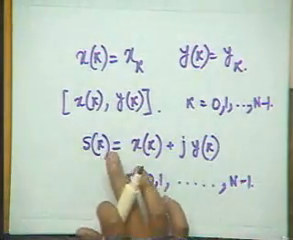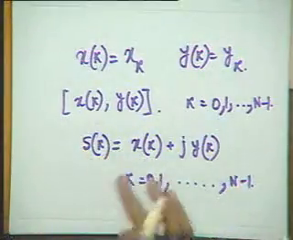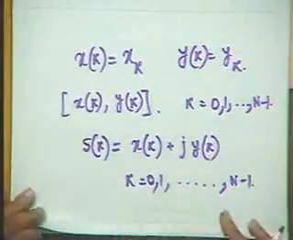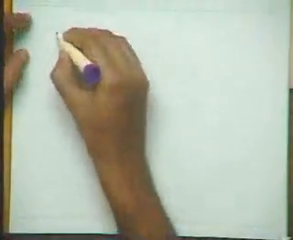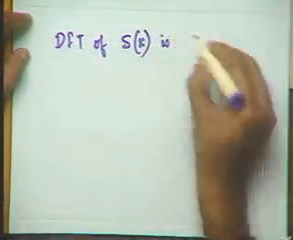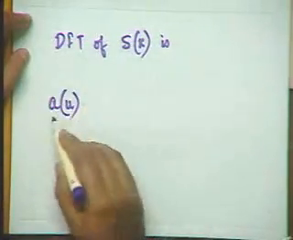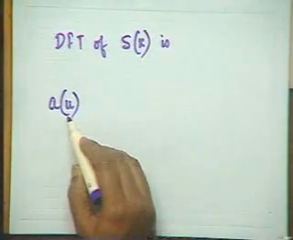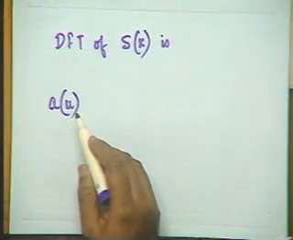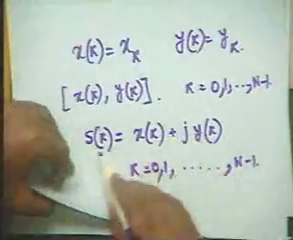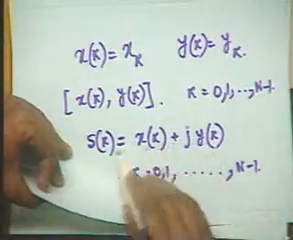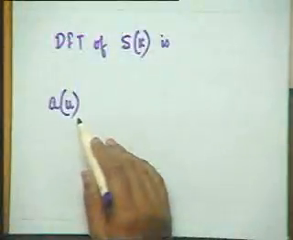So now, since I am given a 1D sequence of complex numbers s of k, I can take its Fourier transform. Let us take the DFT of s of k, and write it as A, with the argument u, where u stands for the frequency domain representation argument. k was the index for the spatial domain of points, and u is the index for the frequency domain.